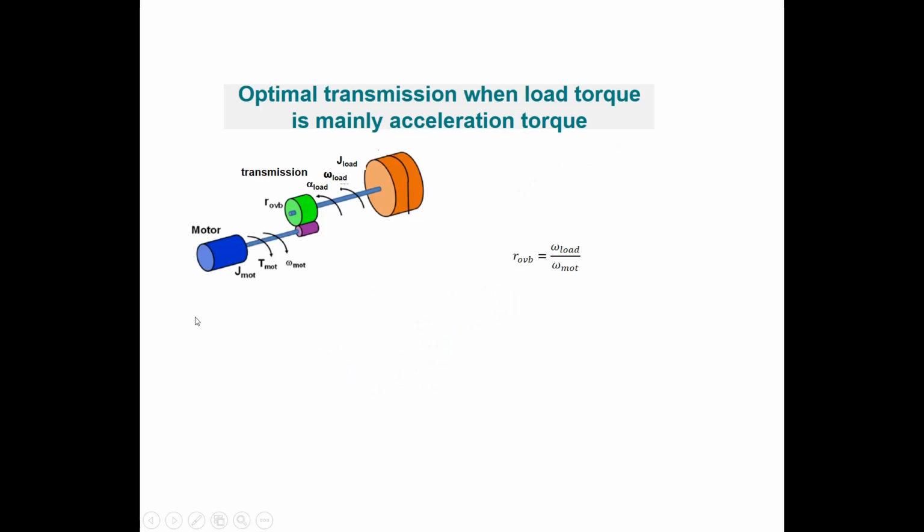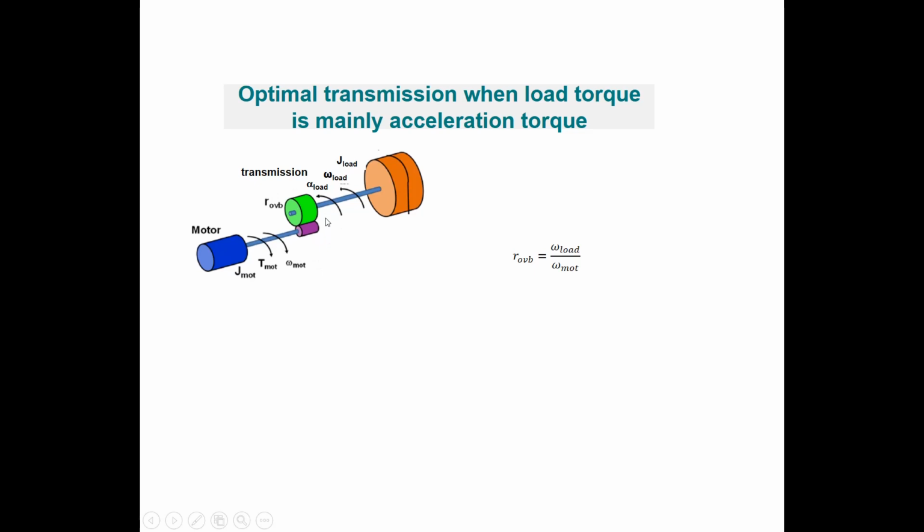So suppose we have this kind of a drive system in which we have an electrical motor over here, we have a load over here, and in between there is a transmission. The transmission ratio is R_OVB, defined as omega load divided by omega motor. In general, R_OVB is smaller than 1 in order to be able to drive a load requiring a high torque by a smaller motor torque. And assume that the efficiency of this transmission is 100%, so it's really lossless.